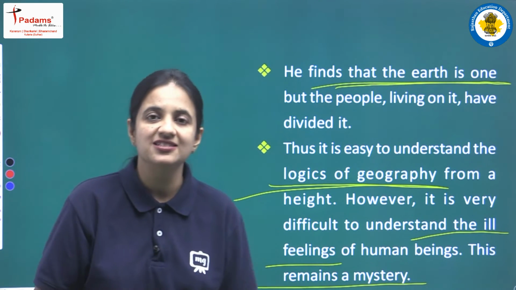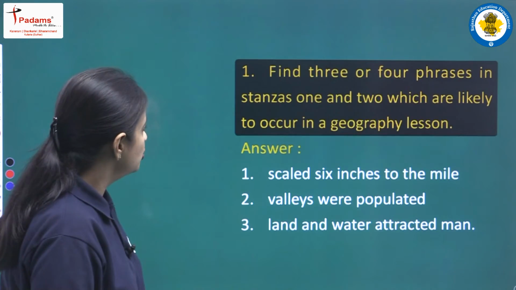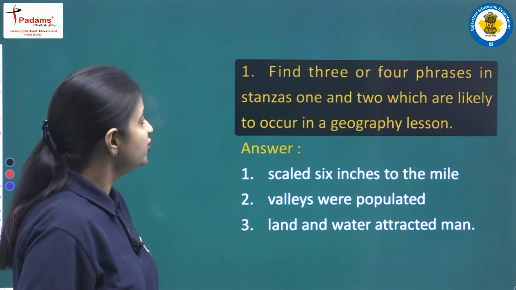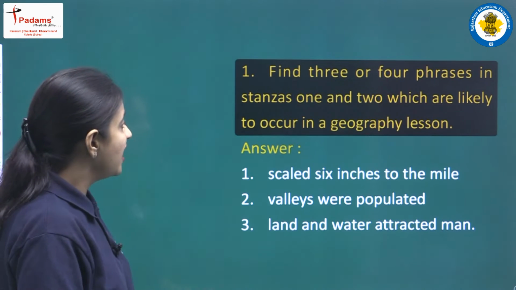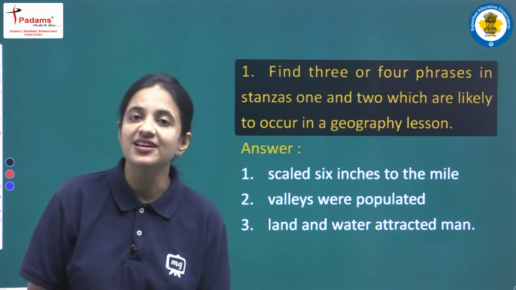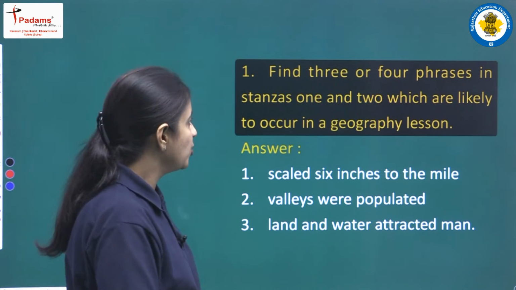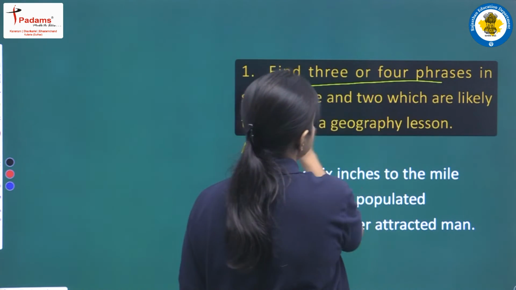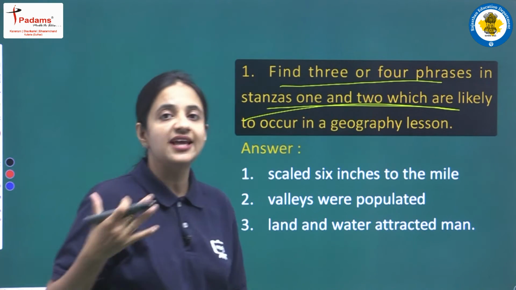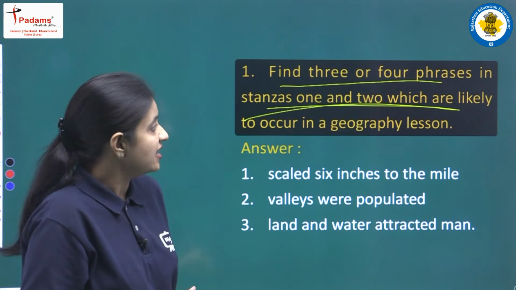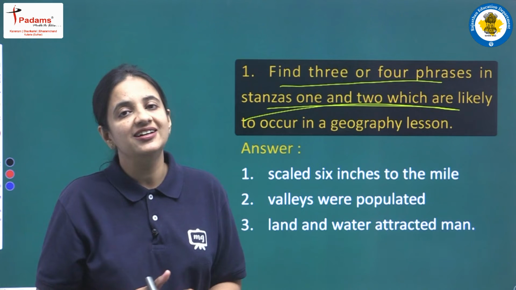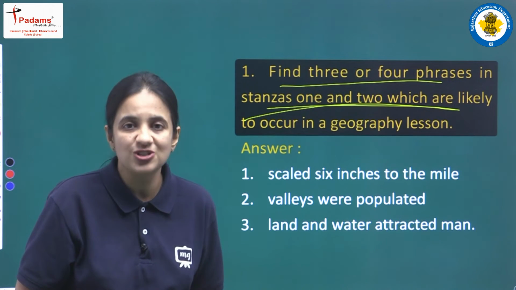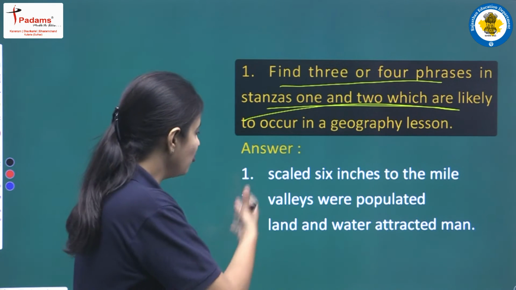And now let's discuss the questions that are there. So let's see question first. Find 3 or 4 phrases in stanza 1 and 2 which are likely to occur in a geography lesson. So in this question we have to write 3 or 4 phrases from our first and second stanzas, phrases that are most likely to occur in a geography lesson. Here in this poem, the poet has used those phrases. So let's see what we can write.